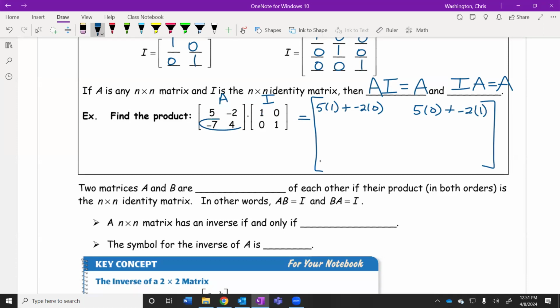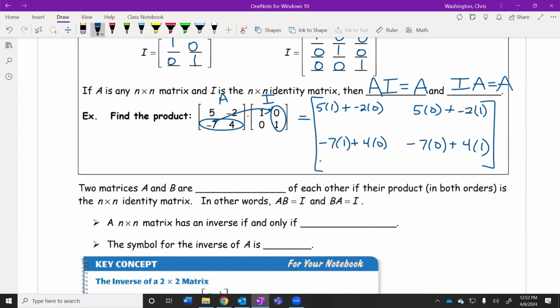So now we're going to multiply the second row by the first column. We get -7 times 1 plus 4 times 0. And then we're going to do the second column as well. The 0 and the 1. -7 times 0 plus 4 times 1.